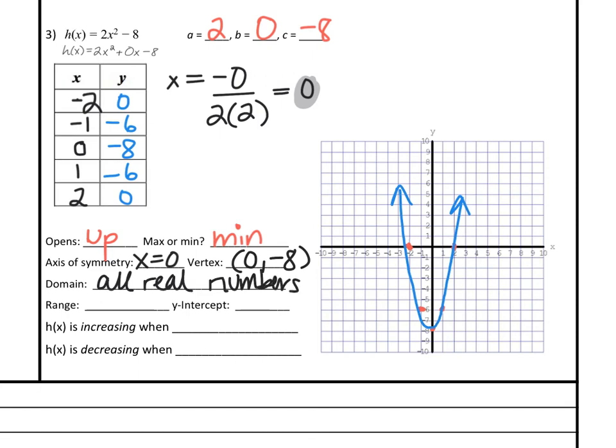The range starts at -8 and then goes up. So it's the y values at -8 and higher. That's going to be y values greater than or equal to -8. Your y-intercept, hopefully you see right here, is -8. It's also your c value. So the y-intercept is 0, -8.